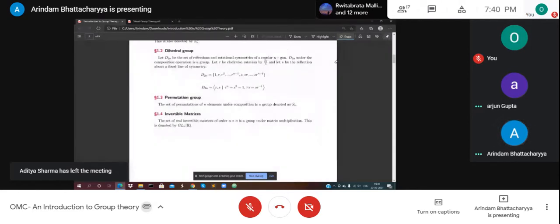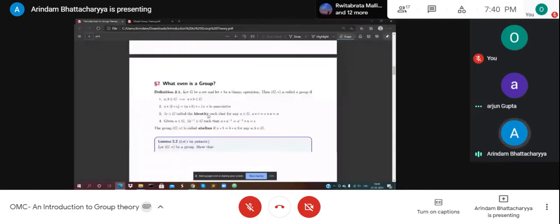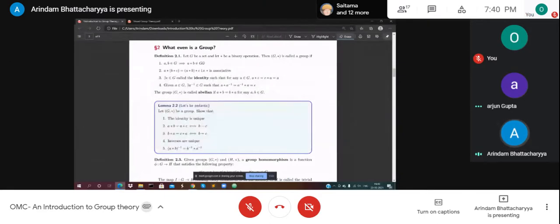Let me move on. We have already done this, but let me do it again. G comma star is a group if it is closed under the operation, if the operation is associative, there is an identity, and there are inverses. And this group is called abelian if the operation is commutative.